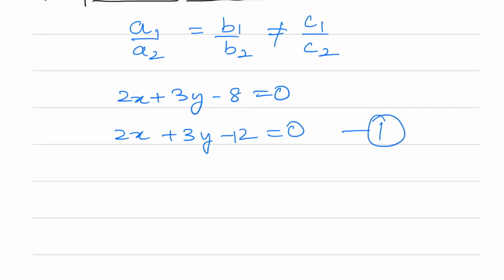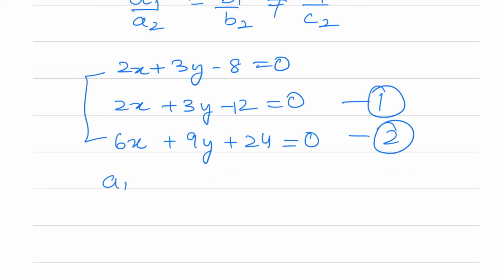Suppose if I write down 6x, so this ratio will be 1 by 3. So this also has to be 1 by 3. So this would be 9y, and this should not be equal. So here I can write down anything. So this is the second equation. For the first equation, a1 by a2 is equal to b1 by b2, and it's not equal to c1 by c2.